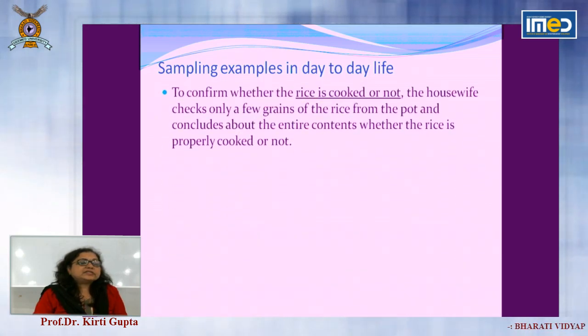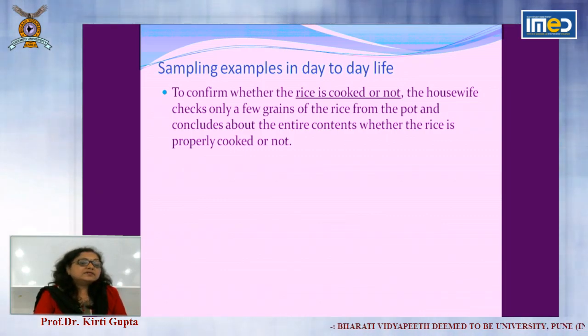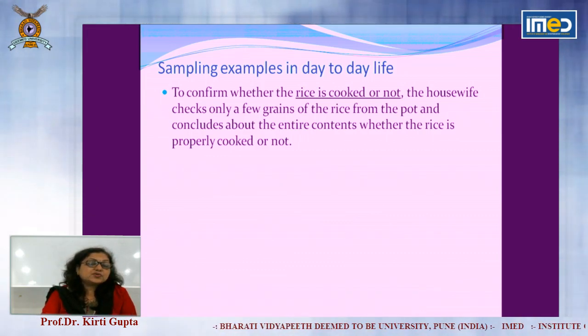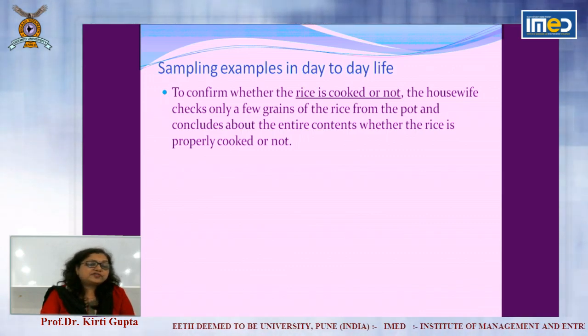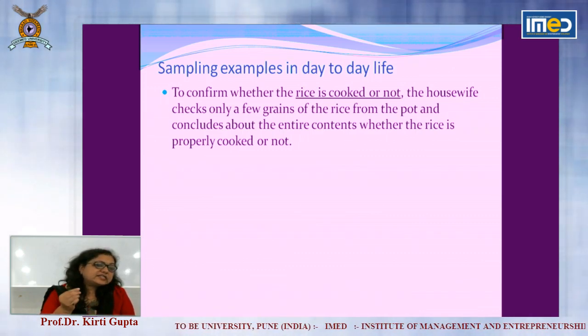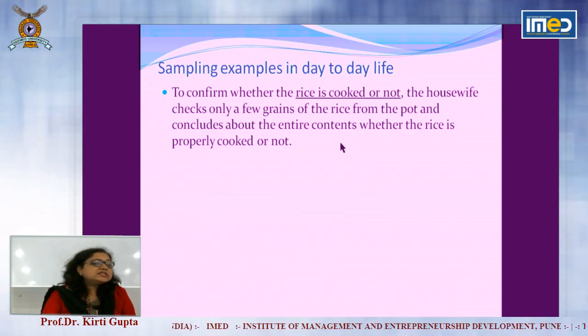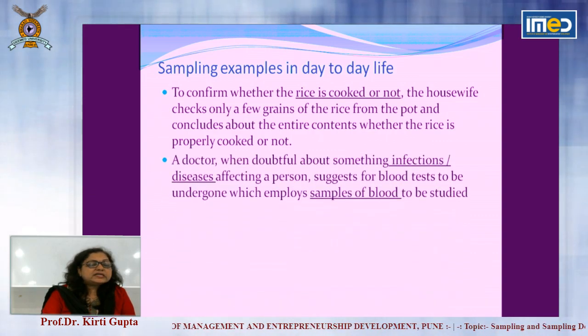Let us see some examples of the use of sampling in our day-to-day life. All of us know that when we want to confirm whether rice is cooked in the vessel or not, we only check a few grains of rice. Even 1 grain of rice is sufficient to tell whether the entire rice is cooked or not. This is nothing but sampling, but we never realize that we are using sampling.